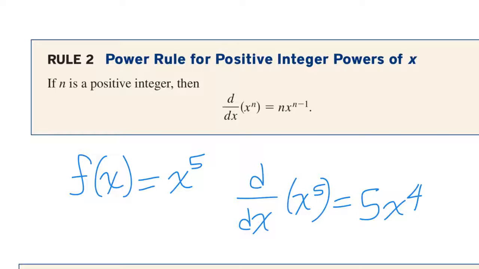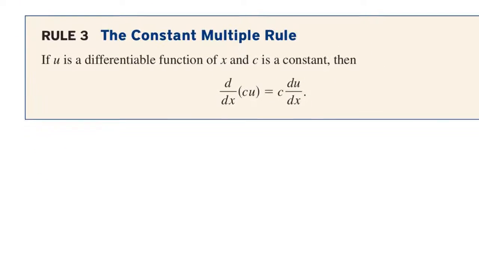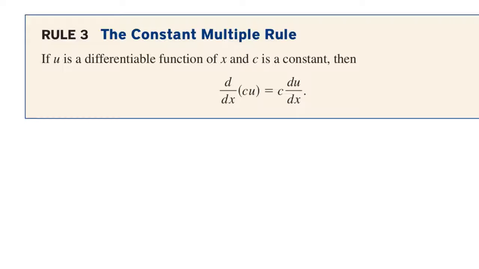Okay, our third rule is called the constant multiple rule. So if u is a differentiable function of x and c is a constant, then d dx of cu is equal to c times du dx. So what exactly does this mean? Well, we can see in our function we have a constant c, and then when we take the derivative, we do the derivative of that function u, and then just multiply it by the constant c. So let's look at an example to help us understand that a little bit better.